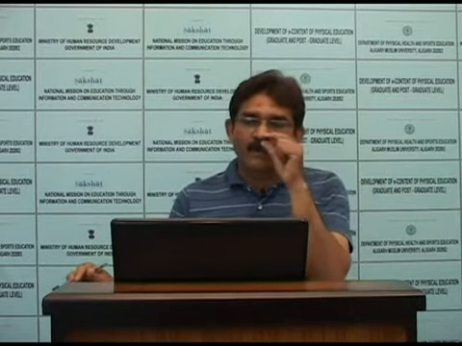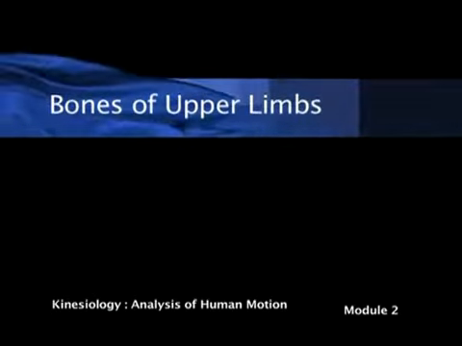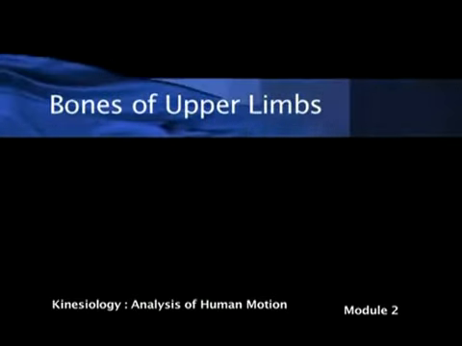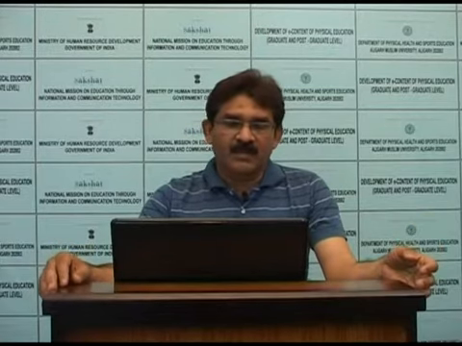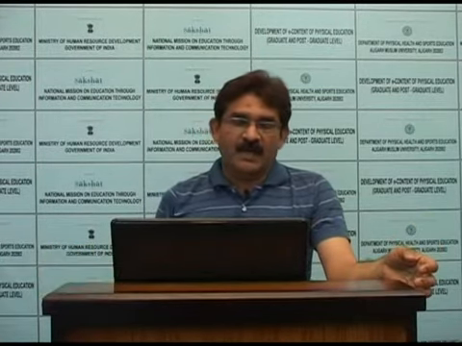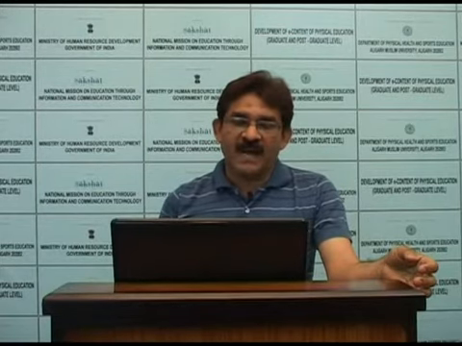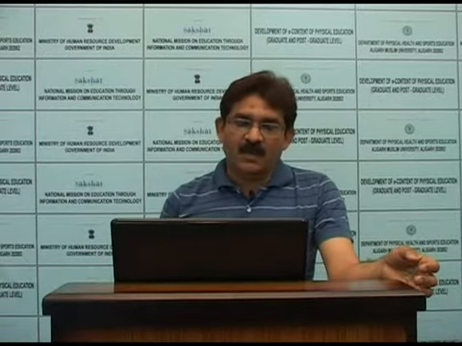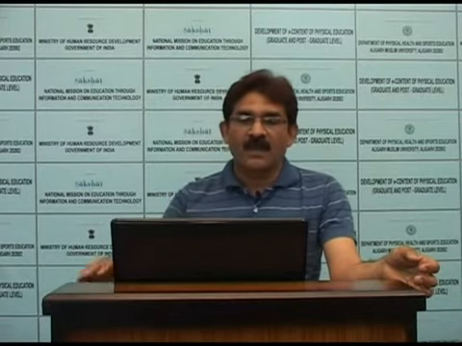Bones of the lower limb. Composition: pelvic girdle, hip bone; bones of the free lower limb, femur in the thigh, patella, tibia and fibula in the leg, tarsals, metatarsals, and phalanges in the foot. Hip bone.